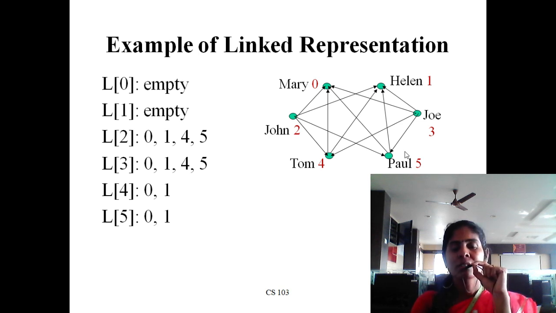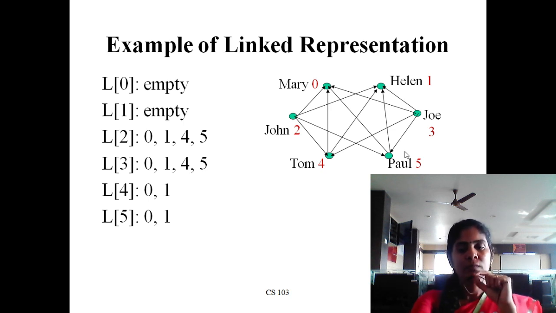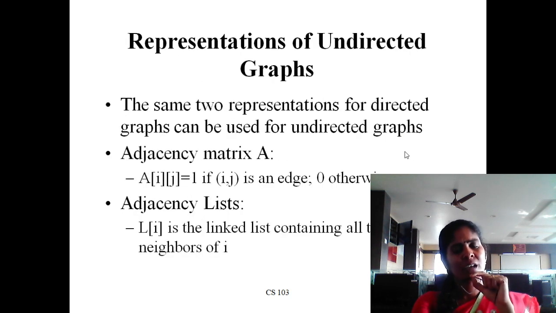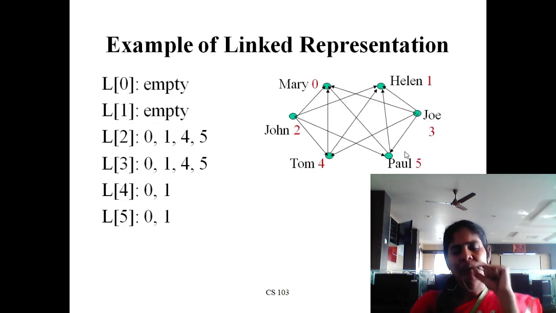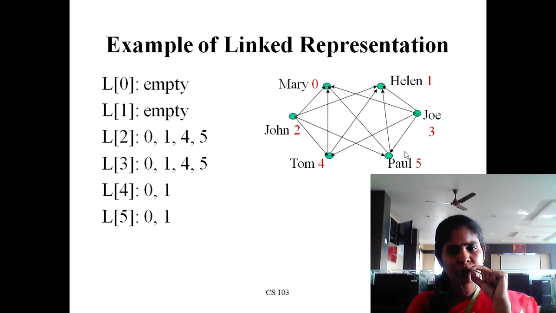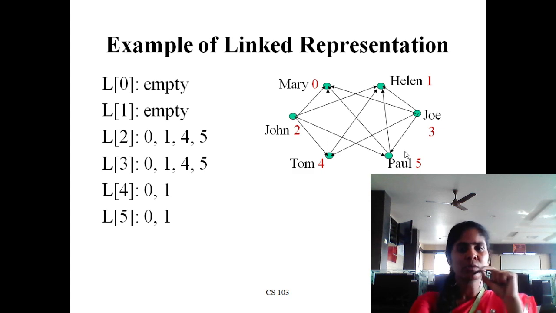Helen also. What if you are considering John? There is a direct connection to Mary, to Tom, to Helen, and to Paul also. So we represent it as follows. There is a direct connection to Mary, which is represented by 0. Helen is 1. Tom is 4. Paul is 5. Likewise. Compared to the matrix representation, this is also easier to implement, and the memory requirement for this representation is very low compared to the previous representation.